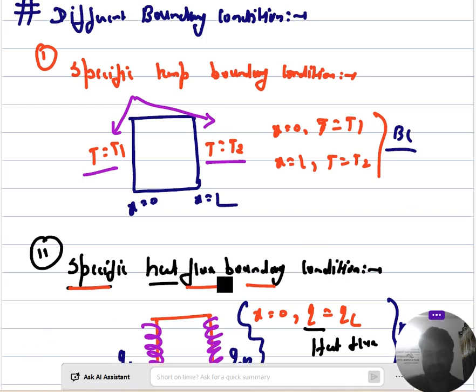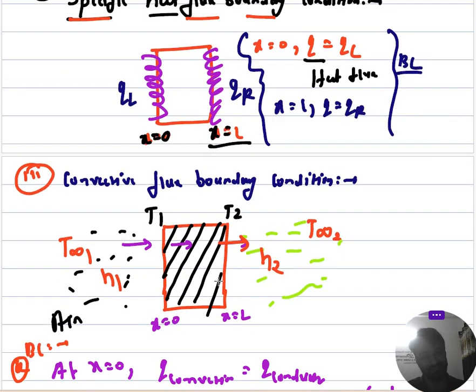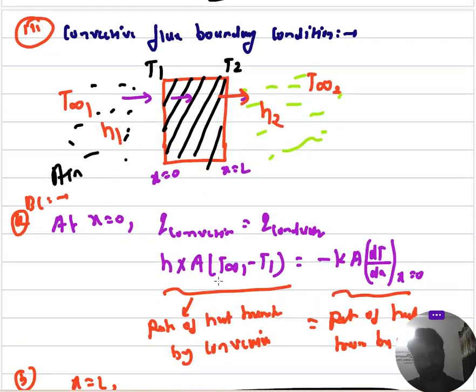Now, moving towards the next boundary condition, sometimes they can give you a specific heat flux boundary condition, and on both surfaces, that is left and right, at x equals 0 and x equals L, you can see that heat flux is given to you, QL and QR, right? And you can use these. This is the second boundary condition.